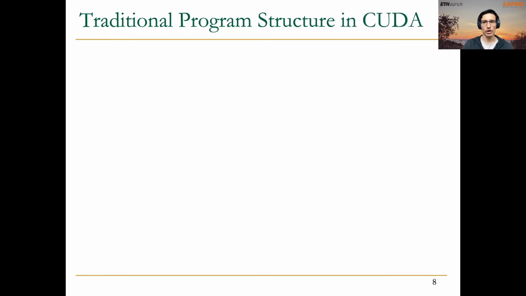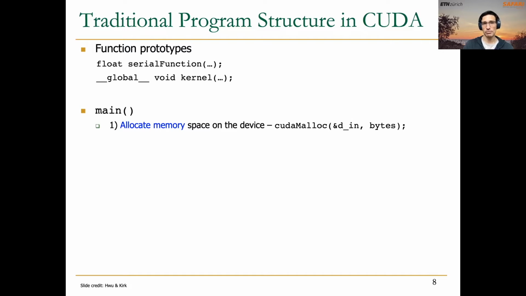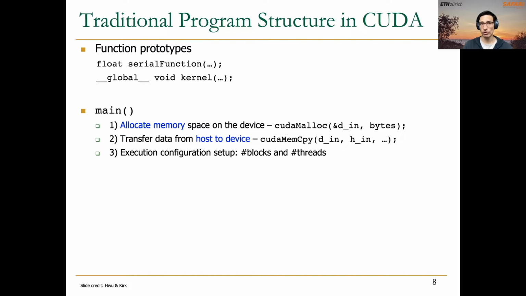If we take a closer look at how the code looks, we'll see that in our code we are going to have function prototypes. This will be the typical one for a function that is going to be executed on the CPU. This is the GPU kernel. Observe that we are using this global qualifier to distinguish it from a CPU function. Then inside the main function of the host, of the CPU, we first have to allocate memory on the GPU memory using cudaMalloc. We will later have to transfer data from the host memory to the device memory, that is from the CPU memory to the GPU memory, using cudaMemcpy. We will have to decide the execution configuration, that is the number of blocks and the number of threads per block that our kernel is going to use. And finally, in the next step, we will launch the kernel.